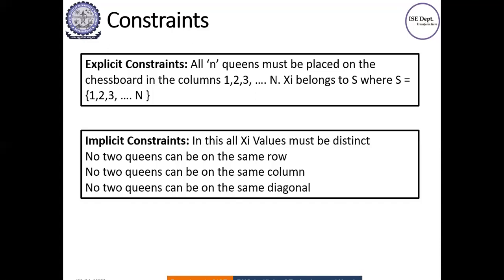Is that clear? So implicit constraint is nothing but rules that determine which of the tuples in the solution space satisfies the constraint. First you will construct the solution space, the number of solutions. Then each and every solution, we check whether it satisfies the constraint or not. These rules are nothing but the implicit constraint. Am I clear?